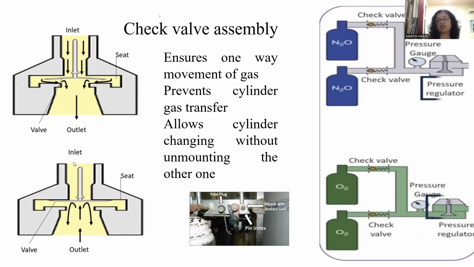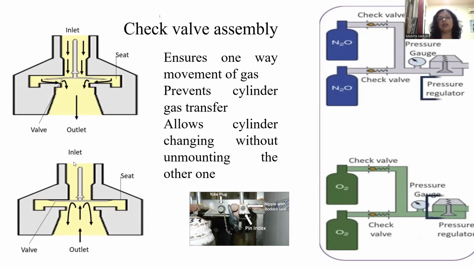So first is the check valve assembly. This is a part of the high pressure system. It basically works on the principle that when downstream pressure is more than upstream, the valve will close to prevent backflow. How? This check valve assembly is at this point. After one cylinder is connected to the machine, it ensures one-way movement of gas.